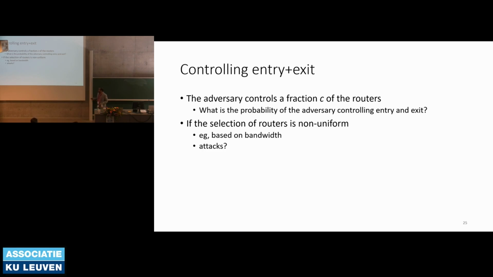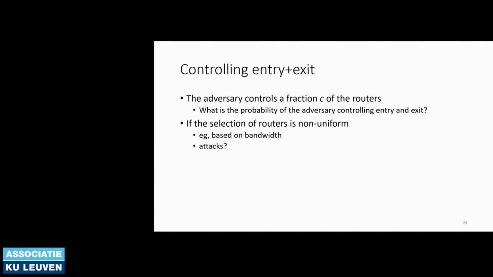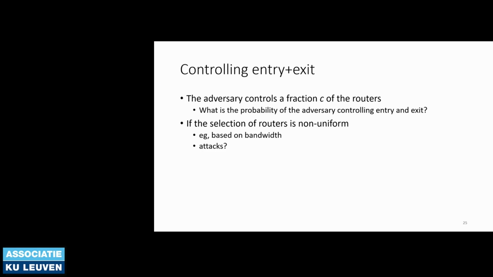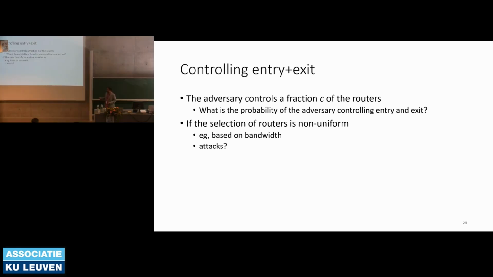And many times, the entry or guard node and exit node are chosen by the clients based on available bandwidth. If you can pretend that you have more bandwidth than you actually have, you can attract more clients towards you. That means you can de-anonymize more users. And there are actual attacks based on that.